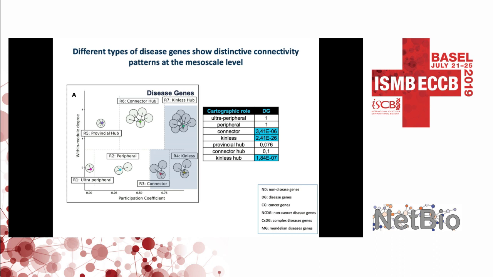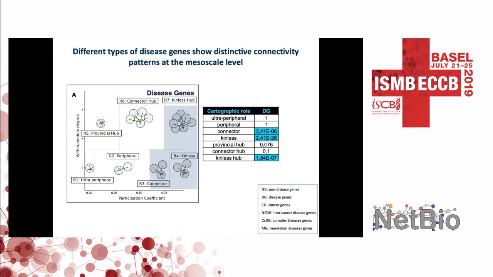Here what we show is the results of the over-representation analysis. In this case, we took the whole gene set of disease genes. This is quite heterogeneous because we put all together different classes of disease genes, and we are talking about around 8,000 genes.